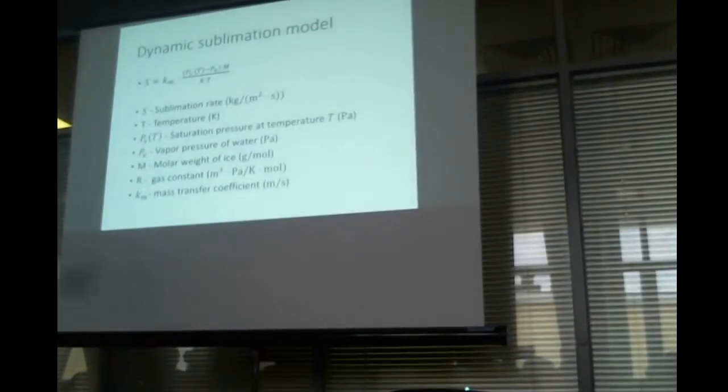For the first part, we found a simple model, written here, where S is the sublimation rate and depends on temperature, saturation vapor pressure, molar mass, gas constant, and the mass transfer coefficient. This mass transfer coefficient is a property of the surrounding air. It doesn't depend on what is sublimating. It depends only on the surrounding air. It is how fast the water vapor can get away from the point where it originated.